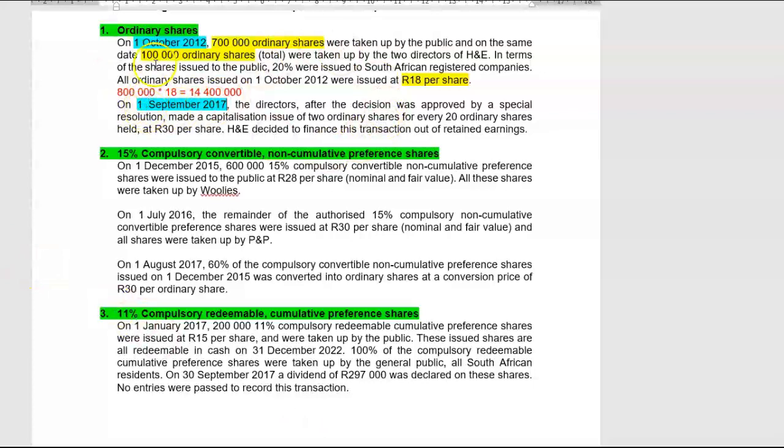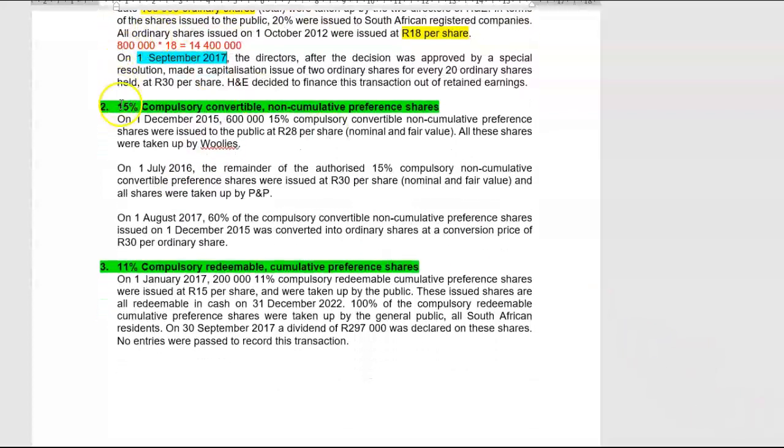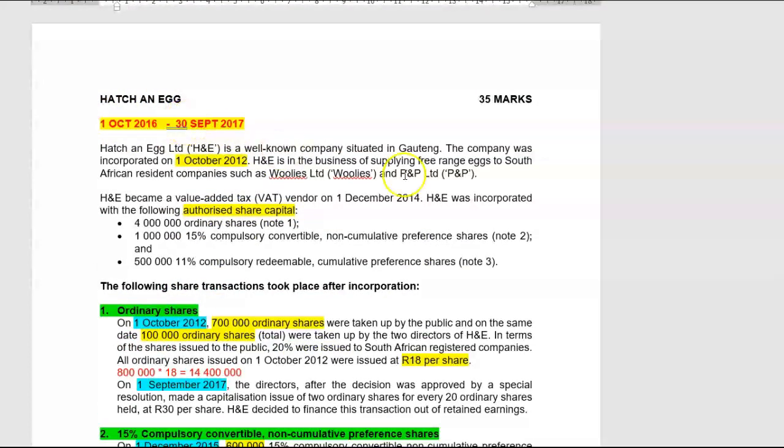Now, let's park the current year's transactions a little bit so that we can find out whether there wasn't another transaction in the current year that could have impacted on this transaction which happened on the 1st of September. 15% compulsory convertible non-cumulative pref shares. On 1 December 2015, 600,000 15% compulsory convertible shares were issued to the public at 28 Rand per share, nominal and fair value. So 1 December 2015, let's check our dates, that is a previous year.